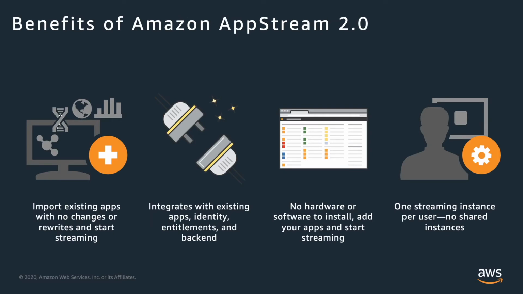So let's take a look at AppStream's benefits. With AppStream, you can import existing applications with absolutely no change or rewrite required. You simply bring in the application and start streaming it to your end users. AppStream applications can be integrated with your existing apps, identities, and entitlements. There is no hardware or software to be installed. You simply add the apps and start streaming. And finally, with AppStream, you get one streaming instance per user, and there is no sharing between users or instances, and hence you get a very consistent user experience.